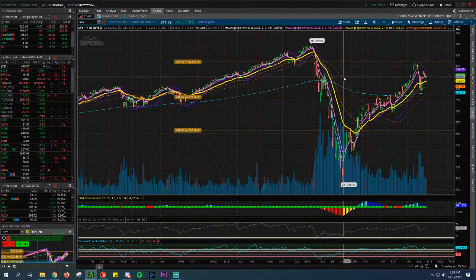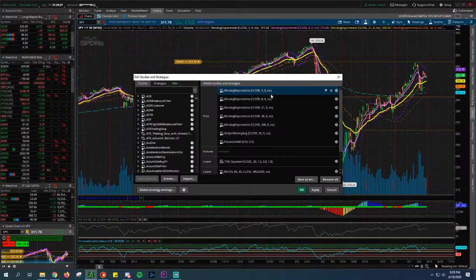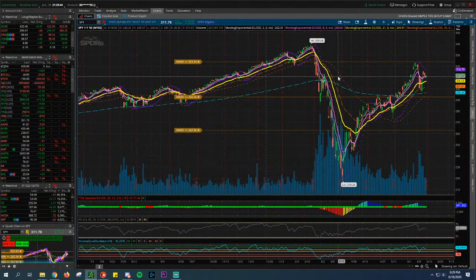Jason, which EMAs and SMAs do you use? Yeah, so again, I use the 5, 8, 21, 34, and 200 exponential, and then the 50-day simple moving average. But I sometimes add the 89 and 55 exponential moving average for when I'm doing longer term trades, or when I'm really trying to fine tune a particular entry or some resistance level.